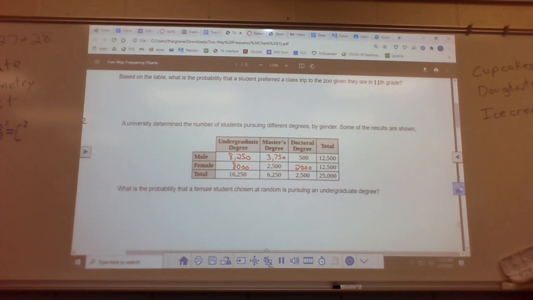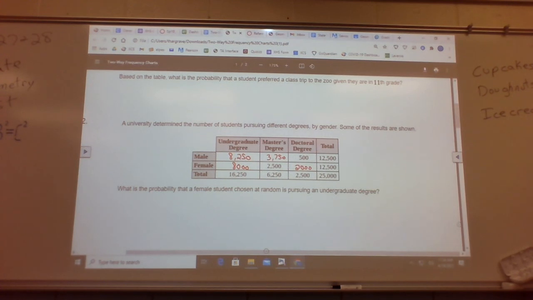And this particular question is the exact same question that was on the test 2 years ago. Now, it actually had multiple choice answers. You just kind of picked one. I got rid of the multiple choice answers, and you just had to kind of figure it out. But the question says, what's the probability that a female student chosen at random is pursuing an undergraduate degree?